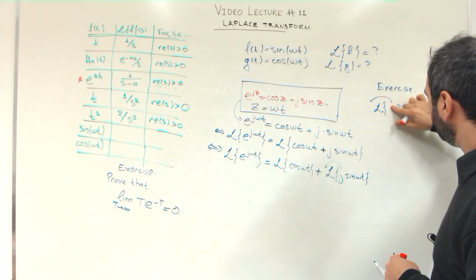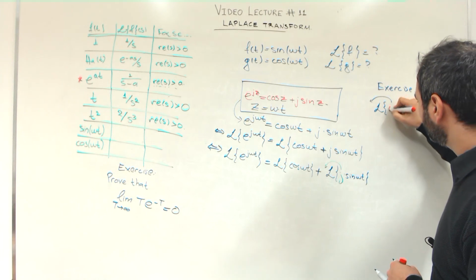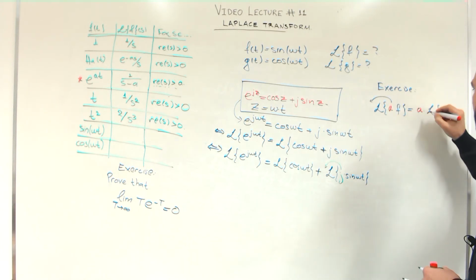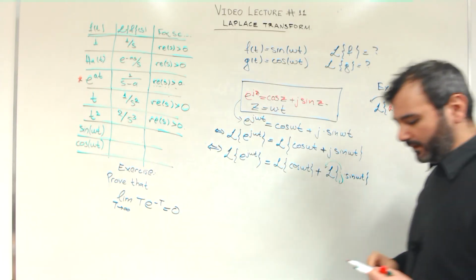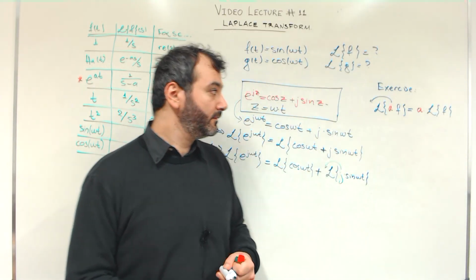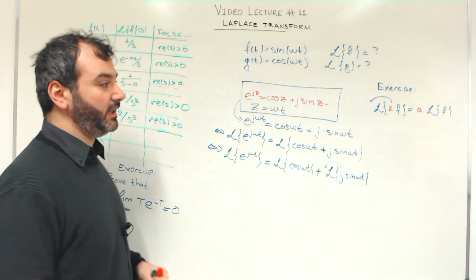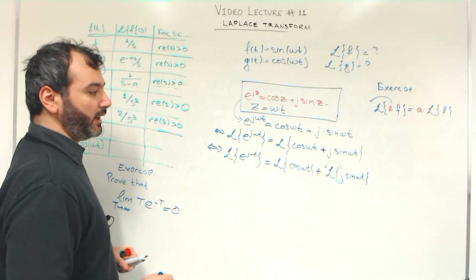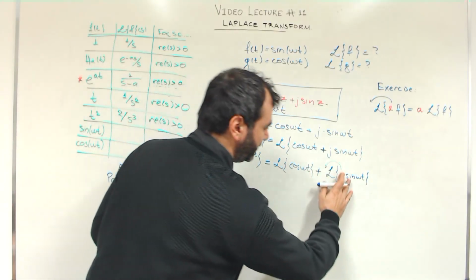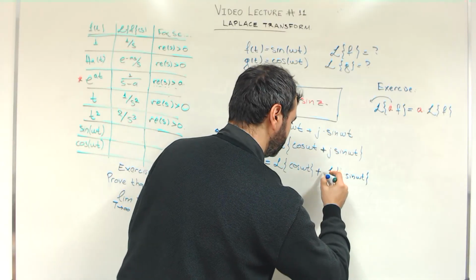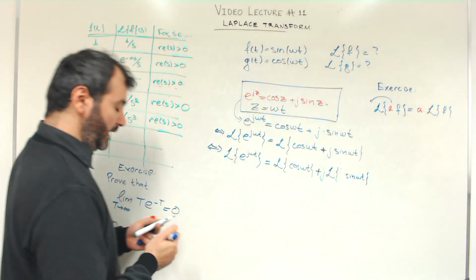So let me write it again. If f has a Laplace transform, the Laplace transform of a times f is a times the Laplace transform of f. This is very easy to show. Just write down the definition and you'll be able to see why. So I can take j outside. Let me, in fact, move it outside right away.